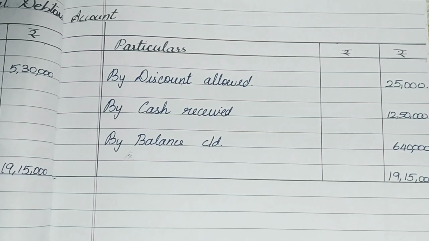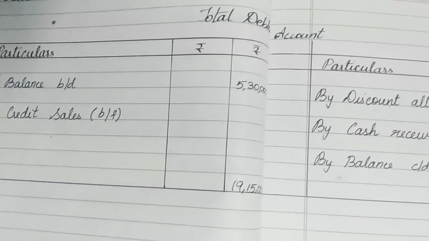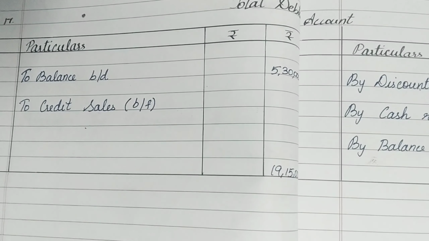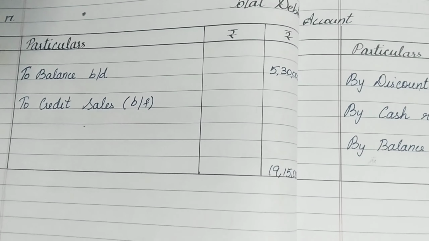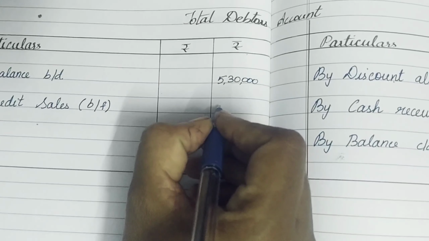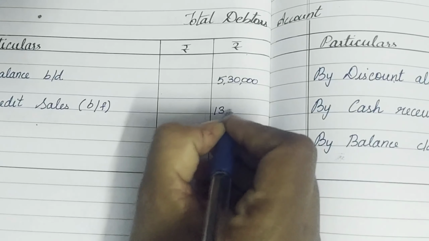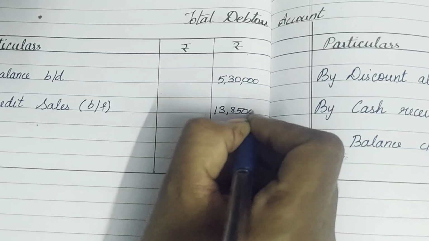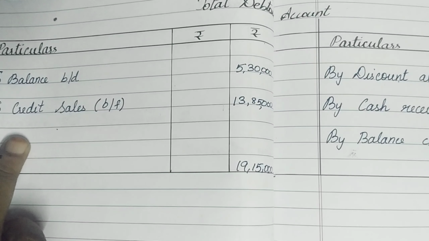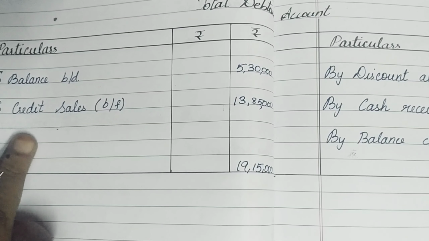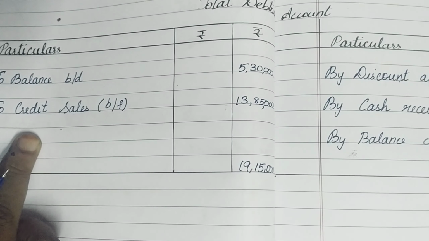Now move on to the debit side, which is the least. Now I'm going to subtract the 5,30,000 from the 19,15,000. That gives me a credit sale of 13,85,000. Using this, I can do the trading and profit and loss account. I can record this on the credit side of the trading account as credit sales.